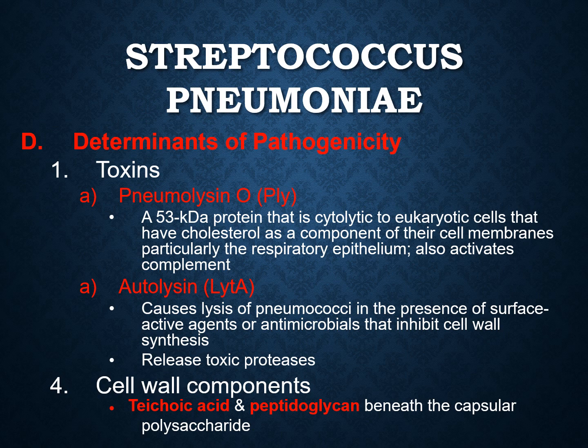Another important toxin is autolysin. This autolysin causes the lysis of pneumococci in the presence of surface acting agents or antimicrobials that inhibit cell wall synthesis, and it releases toxic proteases. The cell wall components like teichoic acid and peptidoglycan also play a role as antigenic structures.